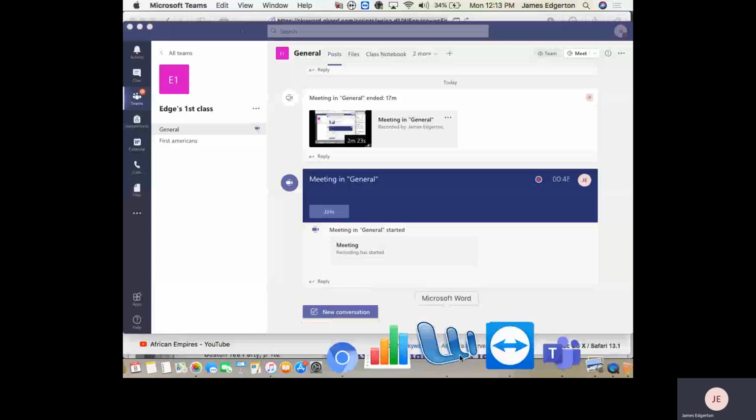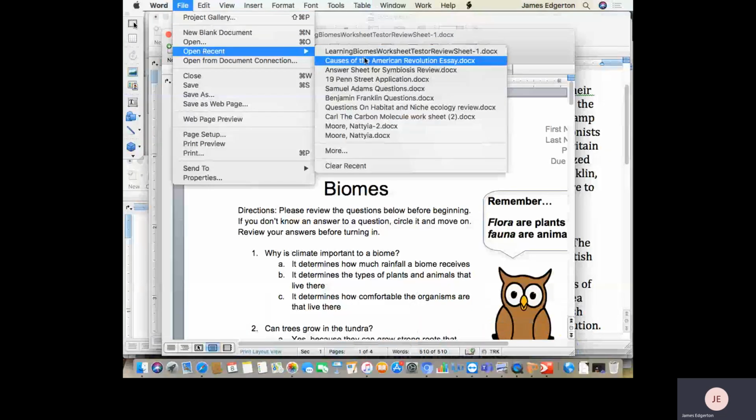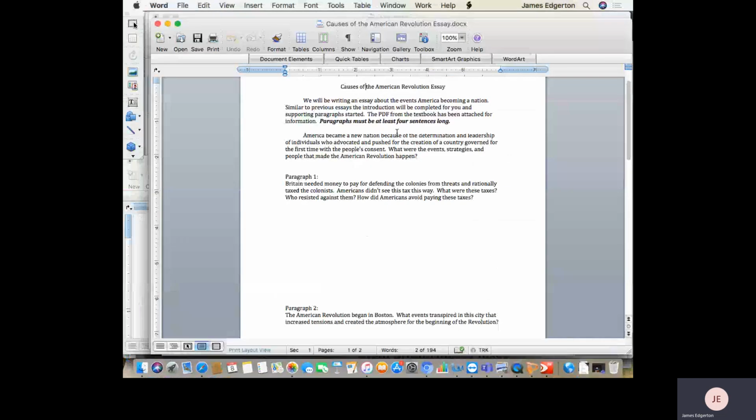We have another essay, and it's on the causes of the American Revolution. Let me pull up the assignment here. All right, so you have your intro here, I kind of did for you. America became a new nation because of the determination and leadership of individuals who advocated and pushed for the creation of a country governed for the first time with the people's consent. What were the events, strategies, and people that made the American Revolution happen?